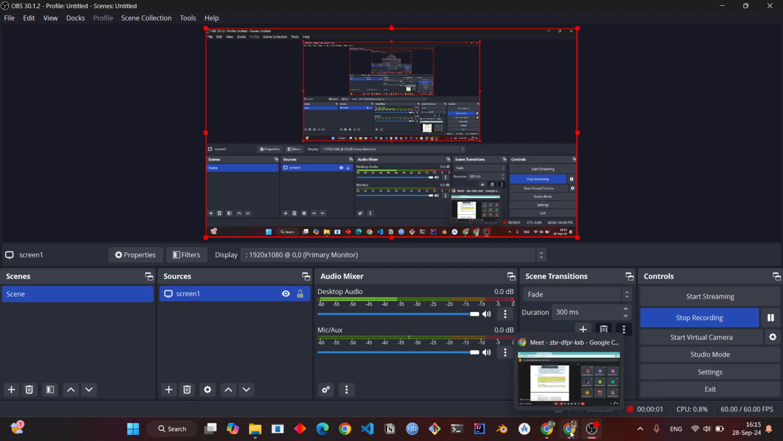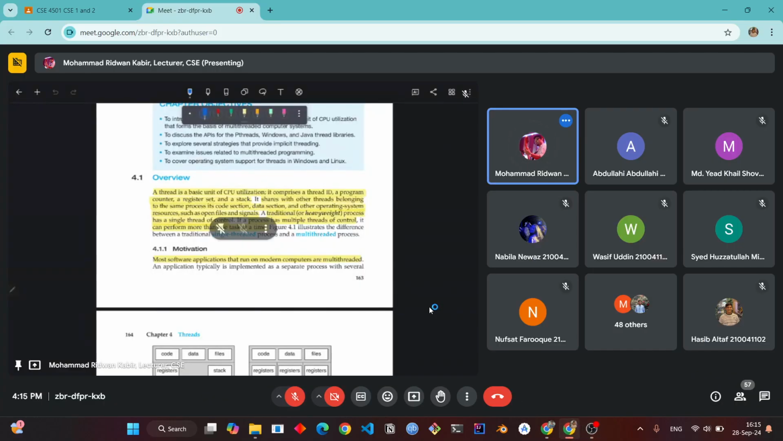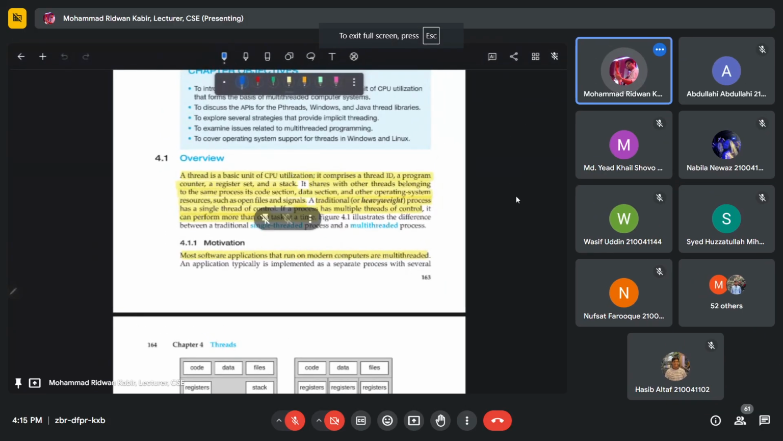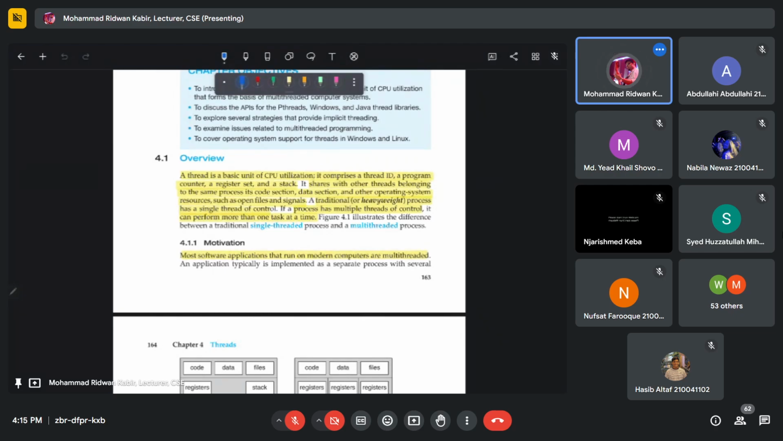Basically, let's say, the smallest unit of CPU utilization, or the basic unit of CPU utilization. And each thread, like every other process, will have a thread ID, a program counter, a register set, and a stack.